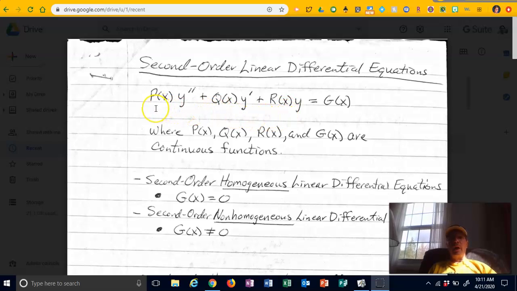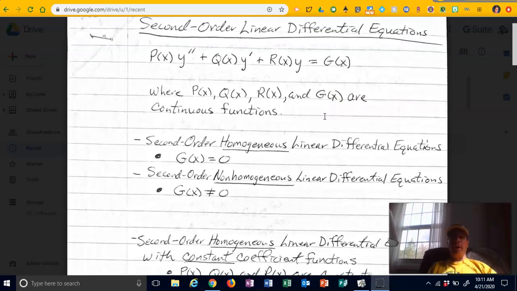Okay? Let's see. In the most general form, what you might have in front of the y double prime is some continuous function of x. The same thing, you might have another continuous function of x in front of the first derivative, the y prime term. You might have another continuous function or expression in x in front of the y, and you could have some continuous expression or function of x on the right-hand side too.